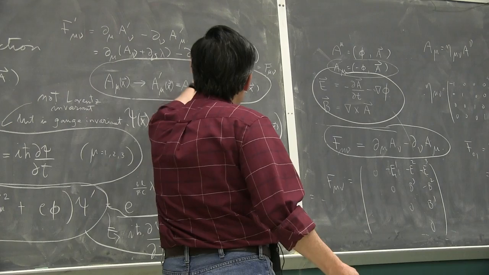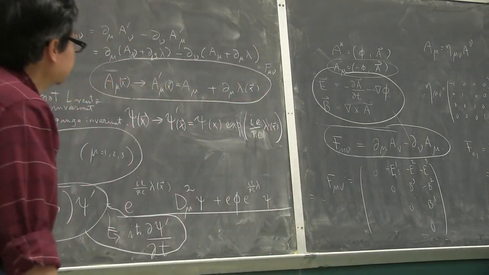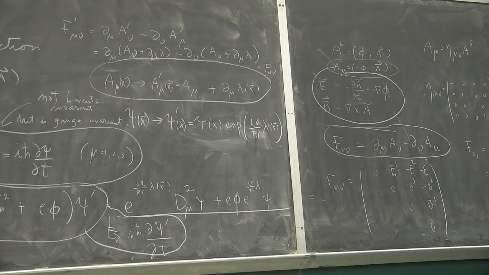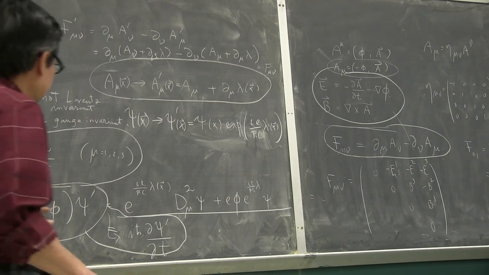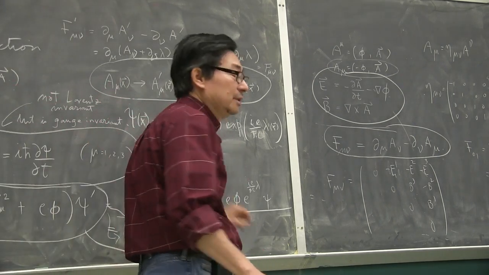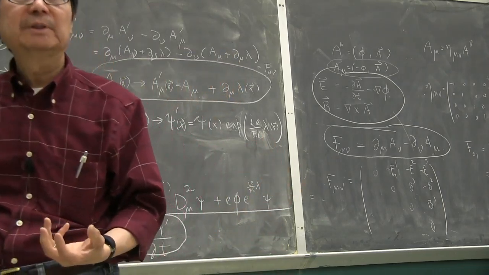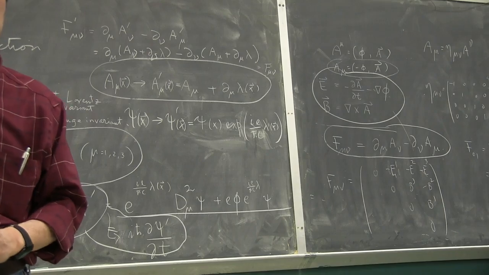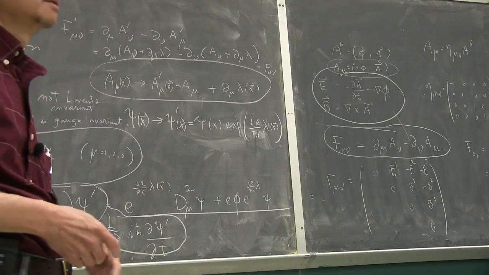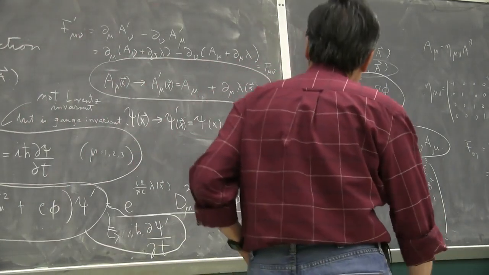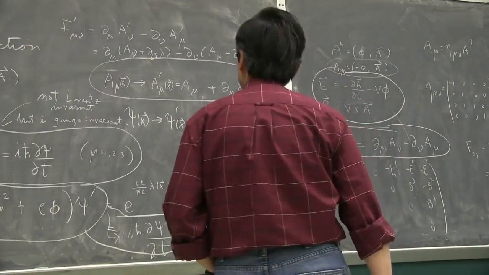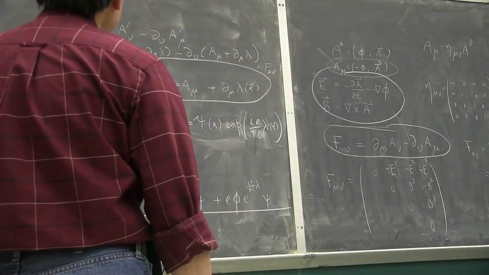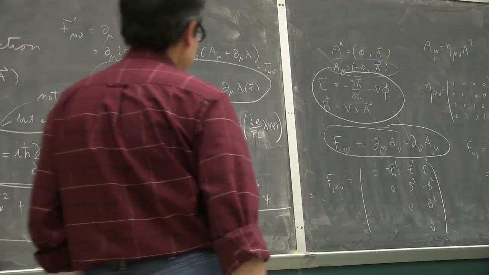So classically, the field strengths don't change. But quantum mechanically, because of the way that these phase factors occur in the solution of the Schrödinger equation, it is in fact the A's that are more important than the B's, so to speak. Now we'll see exactly how that comes about. So under gauge transformation, the F mu nu's don't change.